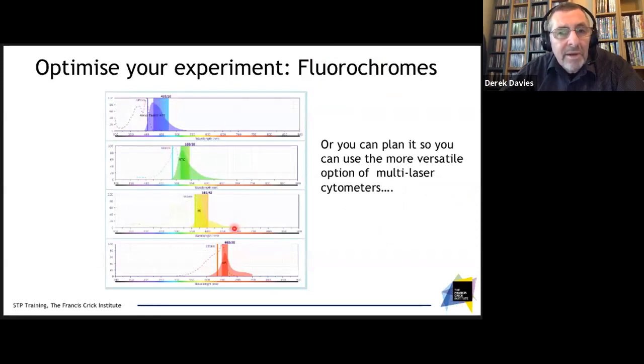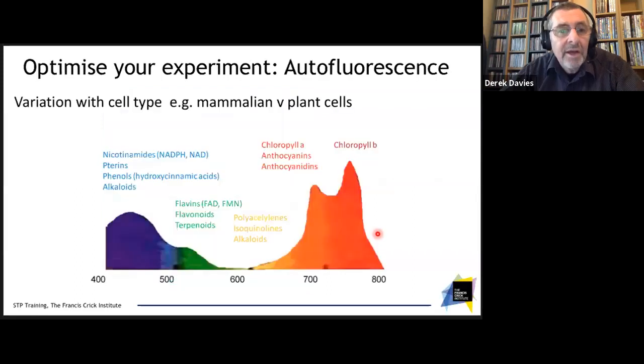But this is just thinking about the fluorochrome, isn't it? Remember, we also have to think about autofluorescence, and that varies in different areas of the spectrum. I've added this all together here. This isn't going to be in every cell. Every cell will have its own unique autofluorescence signature.